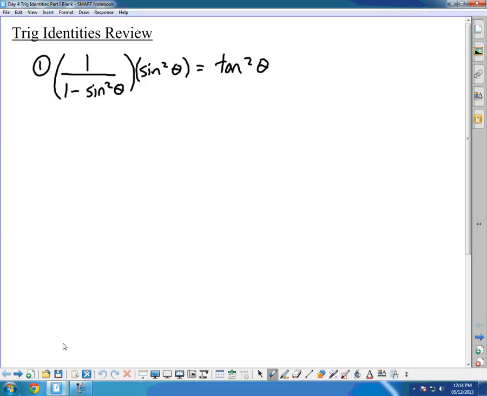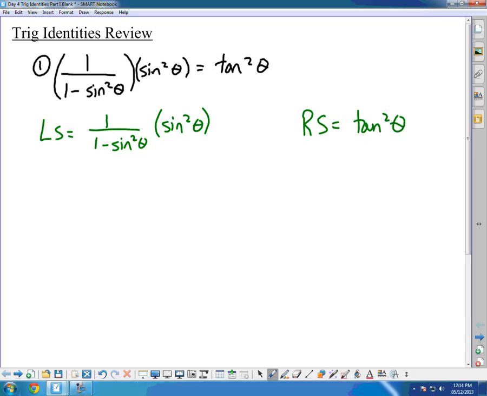So first things first, we must separate these into left side and right side. I don't want to have to take marks off because you forgot to separate into left side and right side. You must work with them separately. All right, let's go off and use some of our strategies.